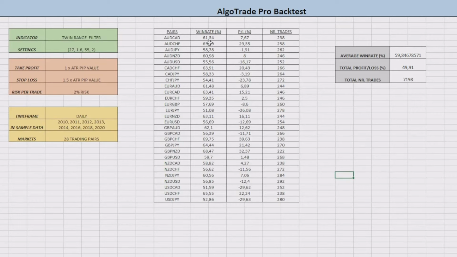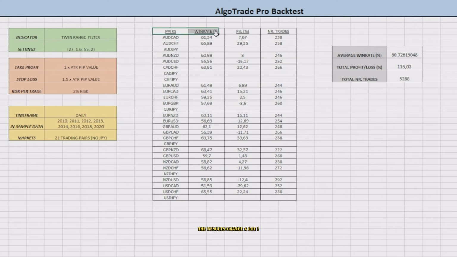Subscribe! Here are the backtest results, and we can see that after almost 7,200 trades, our twin range filter indicator has an average win rate of 59.85% and a profit of 49.91%. However, we can notice that in pairs with Japanese yen, the results are very poor. Of course, we could now use the indicator with other settings that will change this situation, but for now, I will just withdraw the 7 pairs with Japanese yen to see how much the results change.